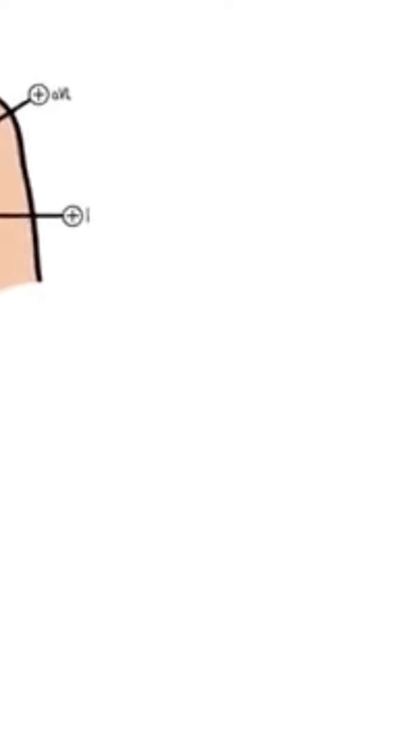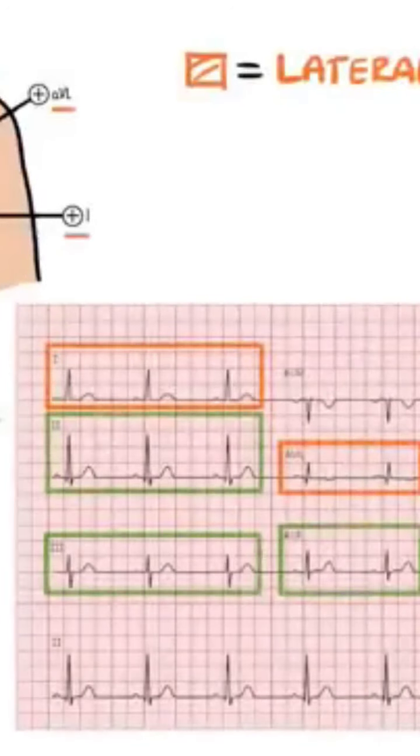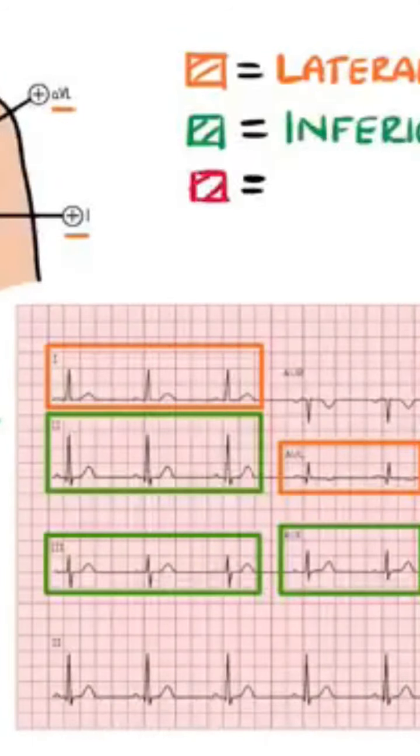Leads 1, AVL, V5 and V6 look at the lateral part of the heart, 2, 3 and AVF, the inferior part, and V1 to V4 give a septal and anterior view.